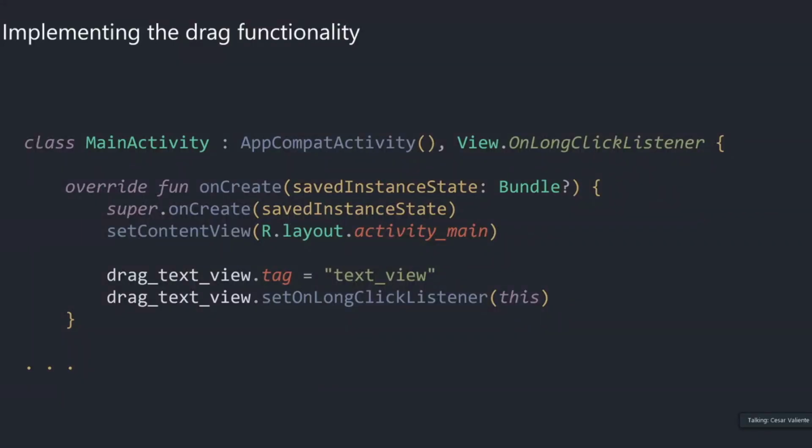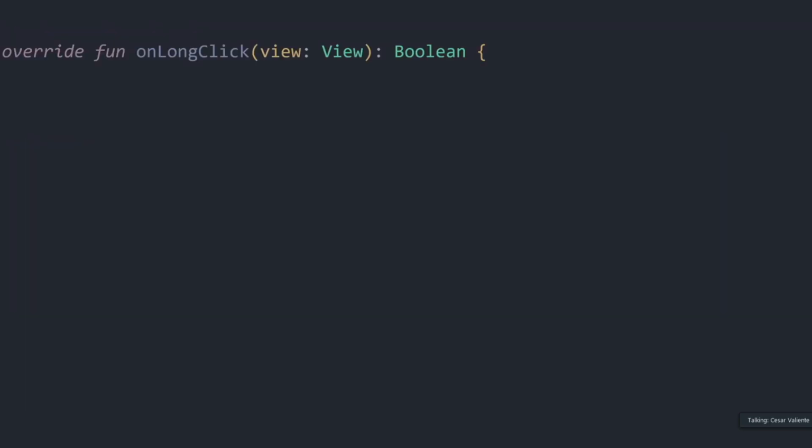For implementing drag and drop, apologies, what we are going to do in the drag app is to override the on long click listener from the text view, since the drag functionality that we want to provide is just attached to the text view. So for that, we just implement the on long click listener from the text view, and then we just override the on long click.